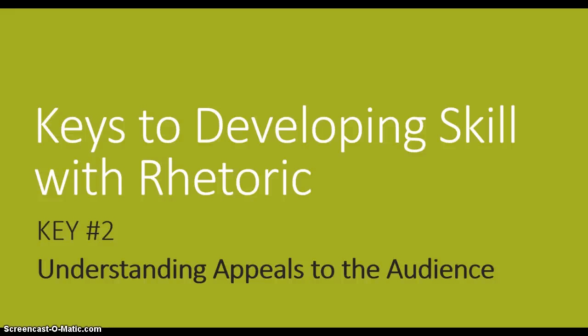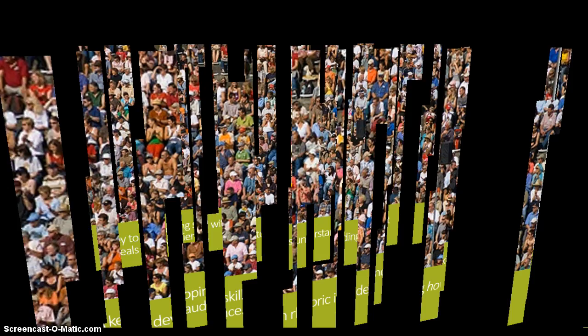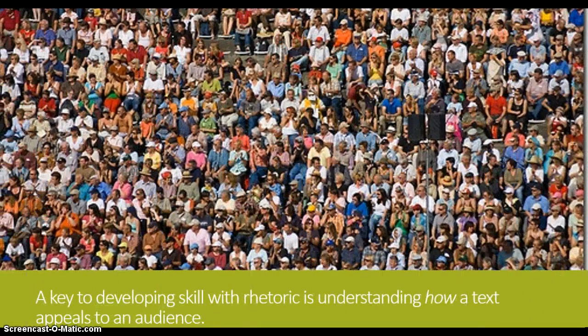We've talked before about key number one to developing skill with rhetoric, which was understanding persona. Today we're going to move to key number two, which is understanding appeals to the audience. One key to developing skill with rhetoric is understanding how a text appeals to an audience. It's good to know that what you write is going to appeal to your audience, but understanding how to appeal to the audience is what's going to make the difference.